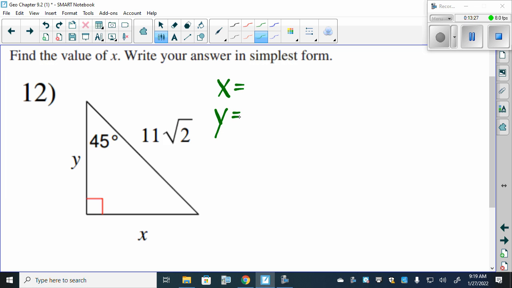So let's look at this one here. We need to find the values of x and y. What do I know about the values of x and y? They're congruent. Yes, because the sides opposite the congruent angles are congruent, and this being a 45, 45, 90 right triangle, these two sides have to be congruent. They have to be the same.